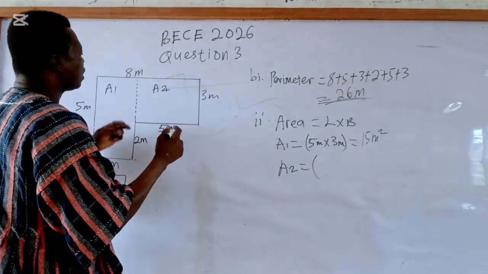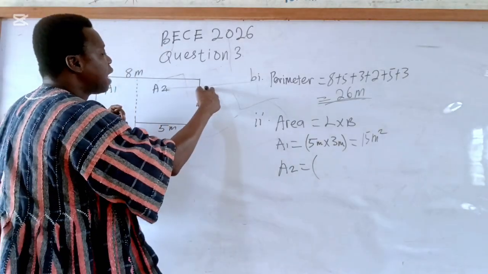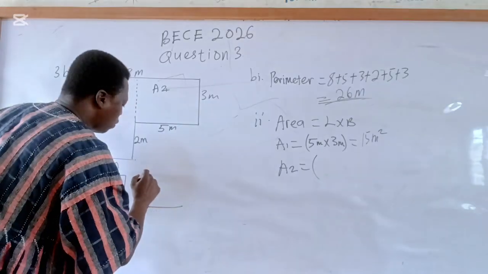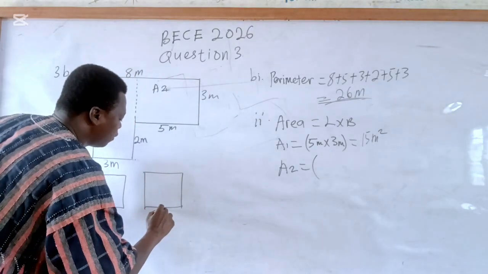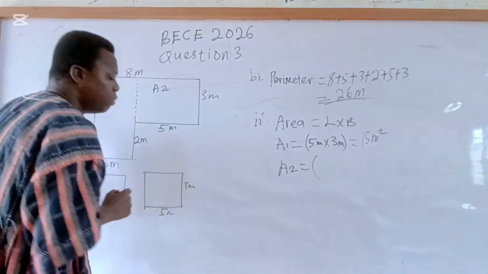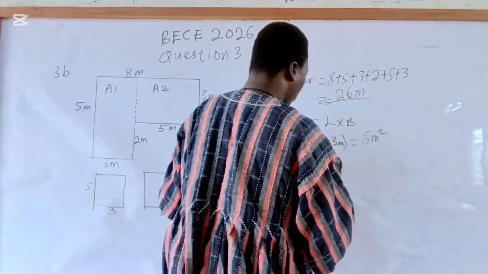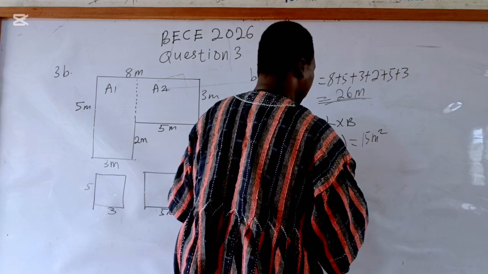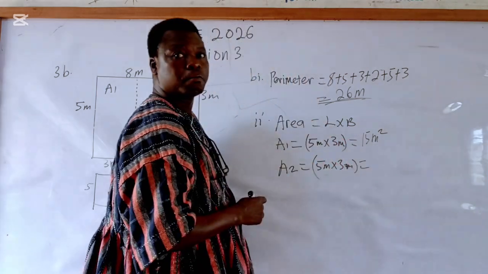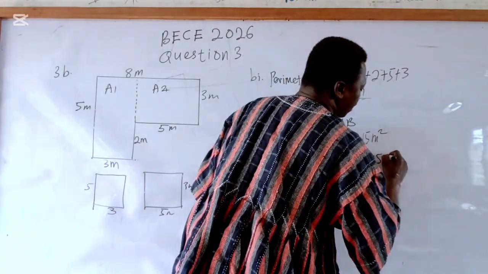Area 2, I'm considering this part of the diagram. That also looks like a rectangle, which is also 5 meters, 3 meters. So it means 5 times 3. Area 2 also has 5 times 3. This would also be equal to 15 meters square.